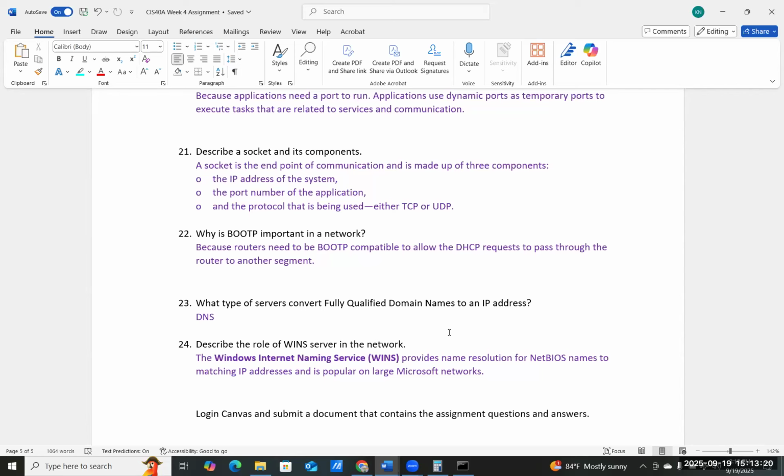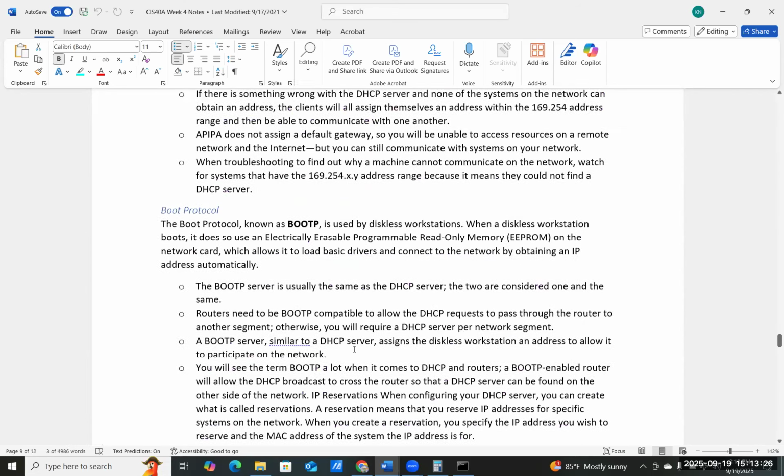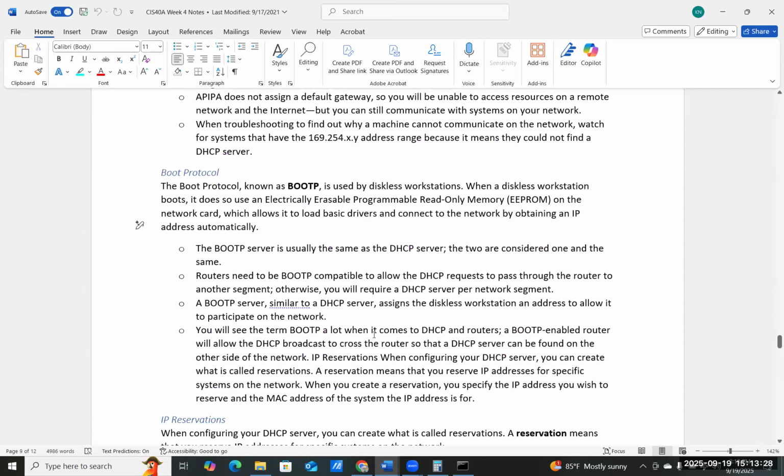And then where can you find this information? We're coming to the end, so it's right here. Your BootP information is here, right? Like I mentioned before, it goes hand in hand with your DHCP server configuration.